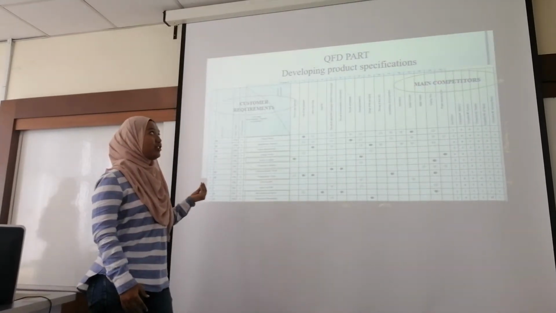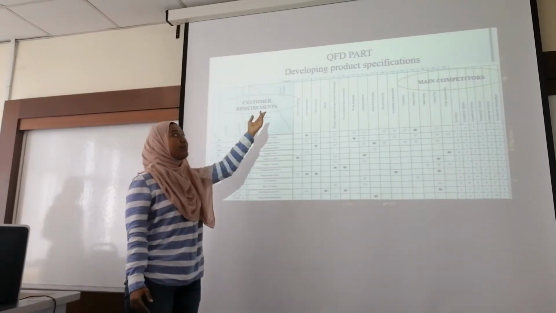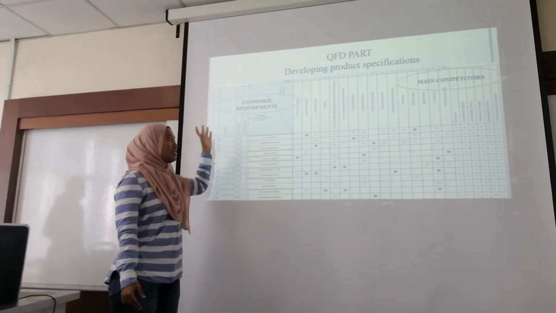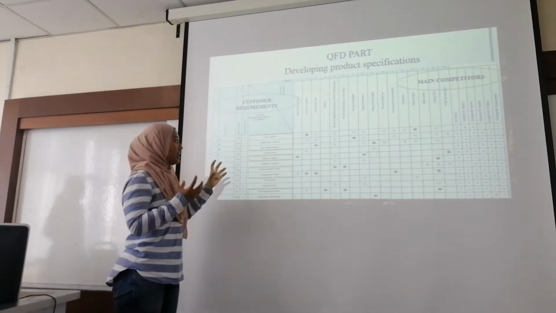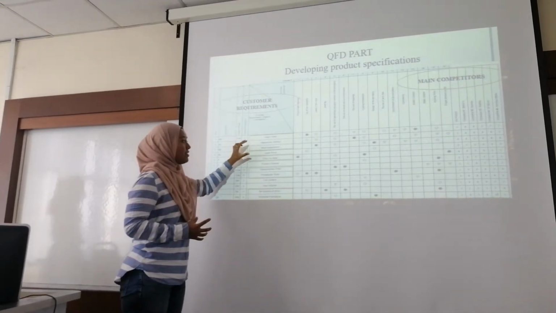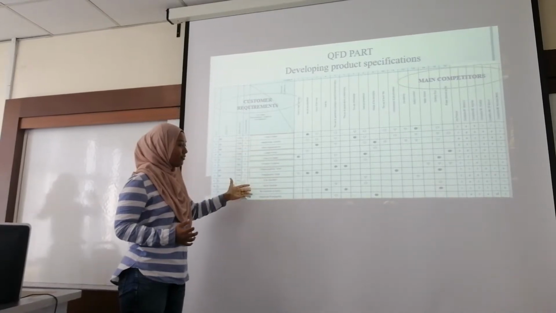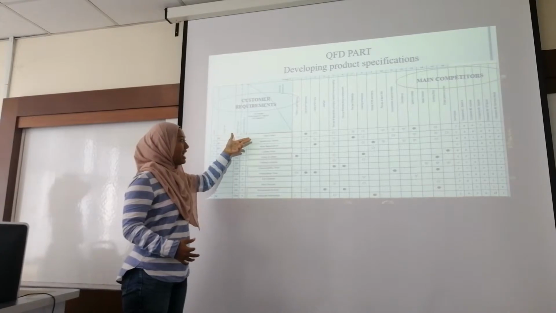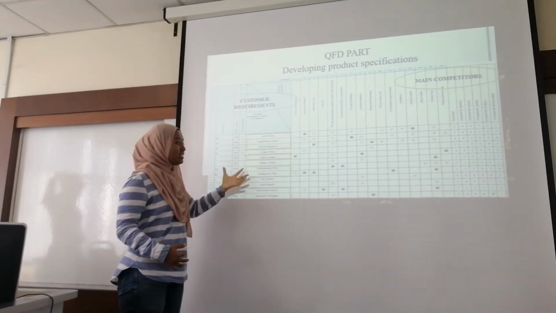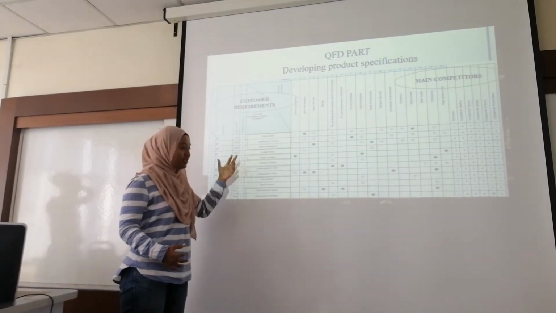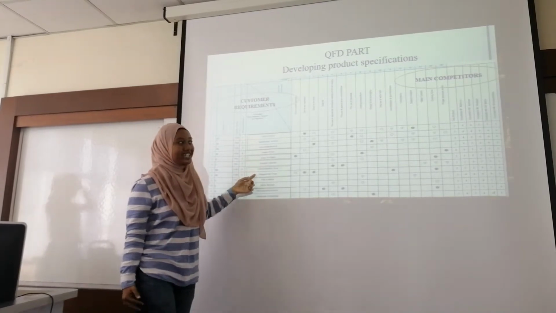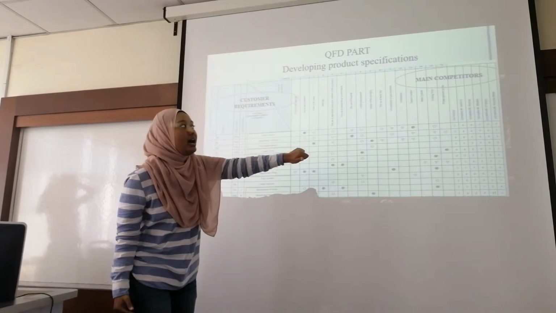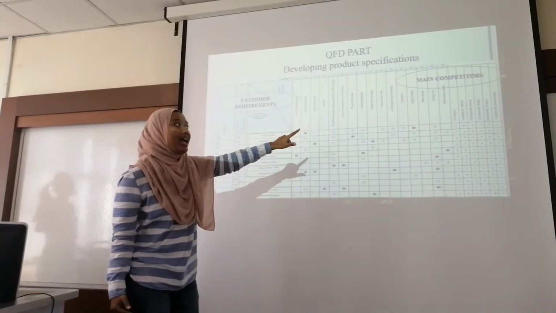This is the QFD part, which is the step of developing product specification. For the customer requirements, the first one is a nice appearance and, of course, attractive packaging. The next one is good taste and good aroma, and the last one is consumption time and preparation time. Our main competitors will be Brahim, Sharifah, and Kembara Mix.